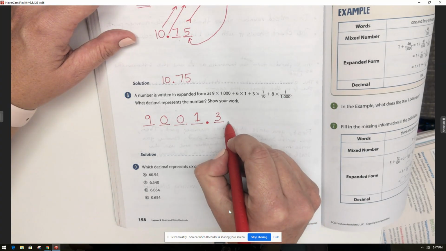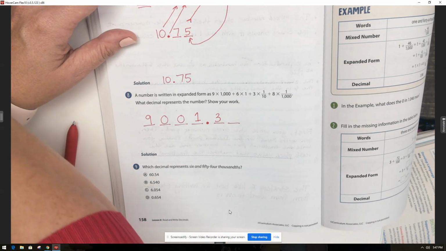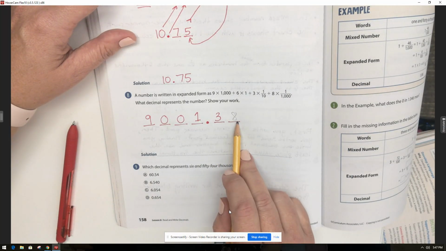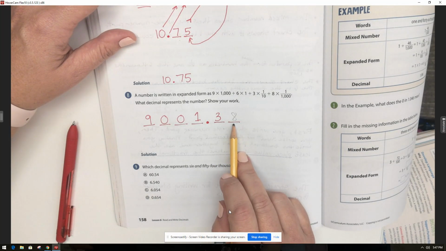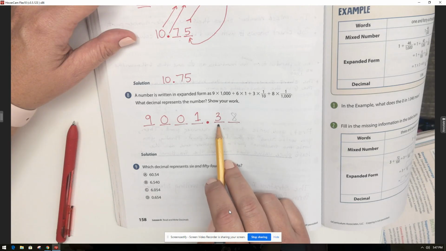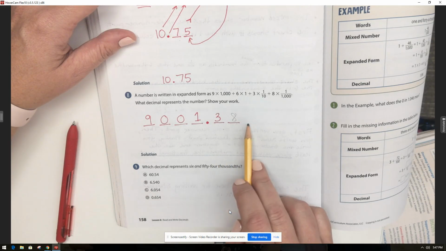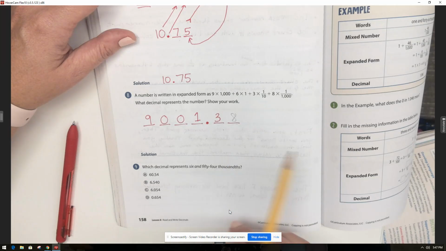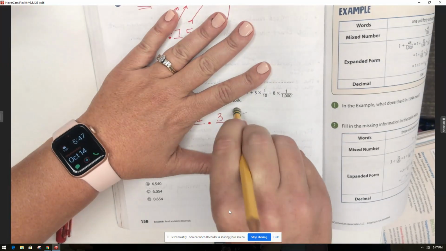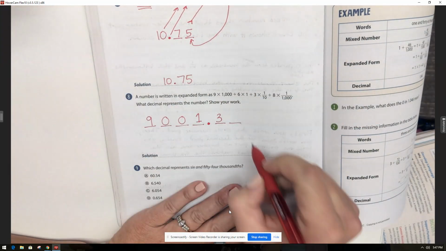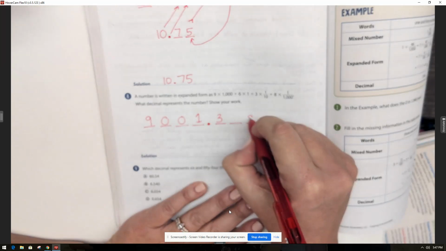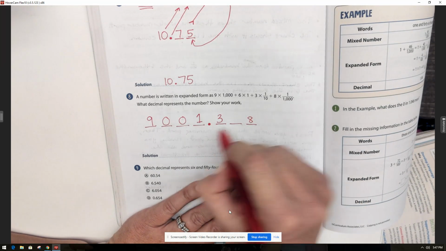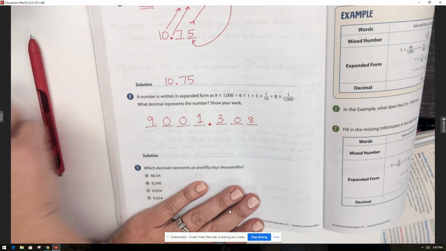Now, if I just put an 8 right here, does this say 8 thousandths? No, it doesn't. Remember, it goes tenths, hundredths, thousandths. So this would be 8 hundredths. So we can't put the 8 there. We've got to add one more place value and put the 8 here because this is a thousandth. And then we'll put in another placeholder 0.